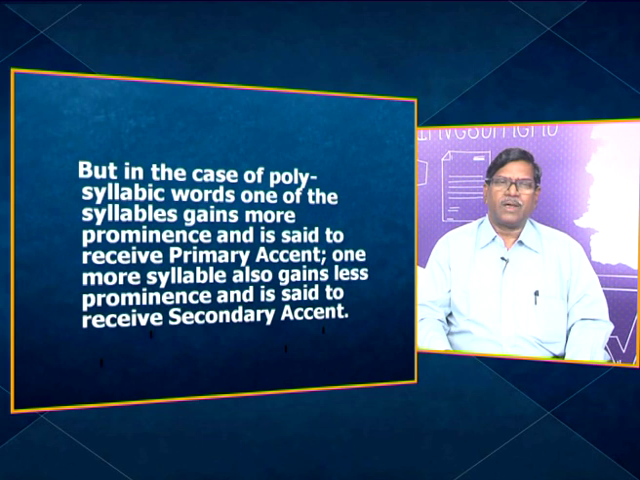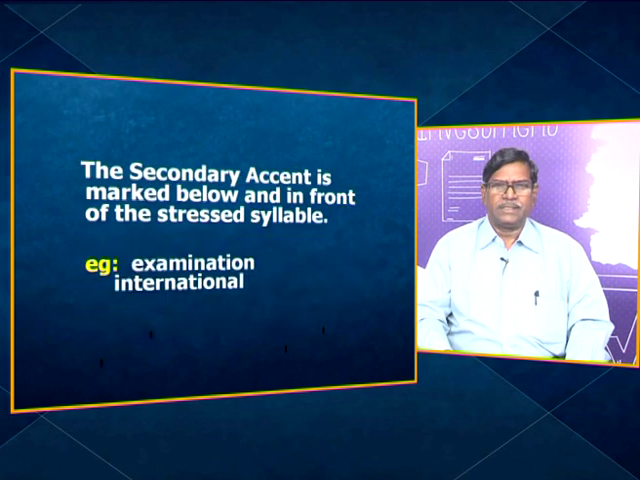The secondary accent is marked below and in front of the stressed syllable. See, for instance, examination. How many syllables are there? Examination, five syllables. So, the fourth syllable, nay, gains primary stress, more importance. Another syllable also gains a little less importance, the second syllable. So, it is said to receive secondary accent.